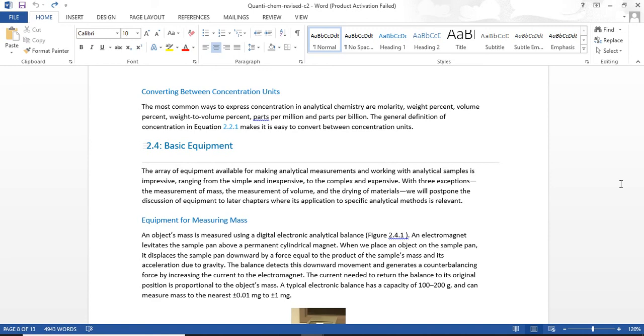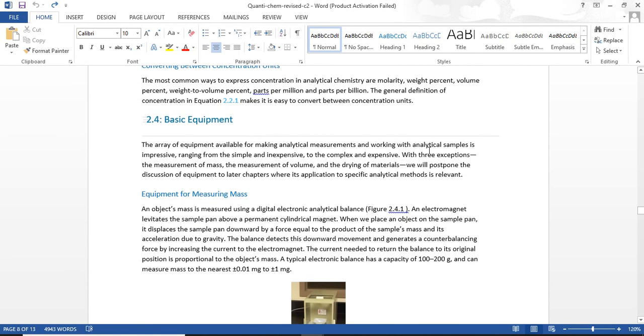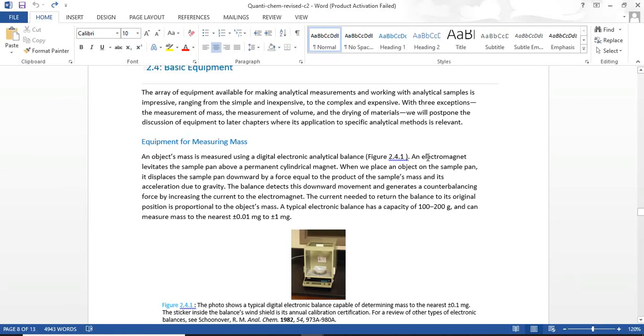You have here your basic equipment in our quantitative chemistry. You have here the array of equipment available for making analytical measurements and working with analytical samples, ranging from simple and inexpensive to complex and expensive equipment. There are three exceptions: the measurement of mass, the measurement of volume, and the drying of your materials. We will postpone the discussion of these to a few minutes later in our further topics.